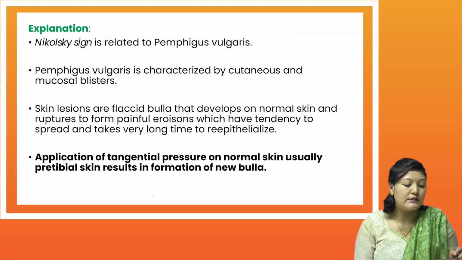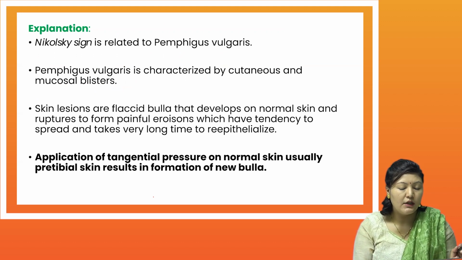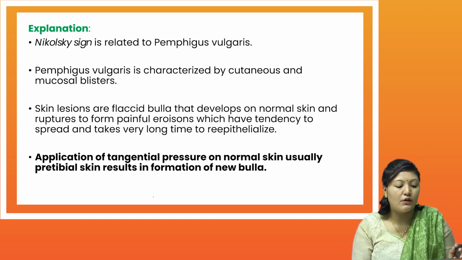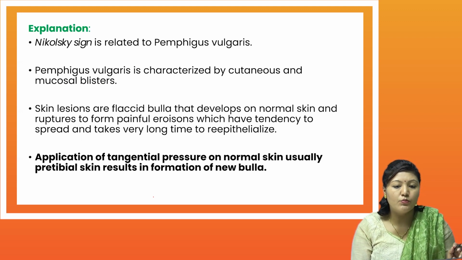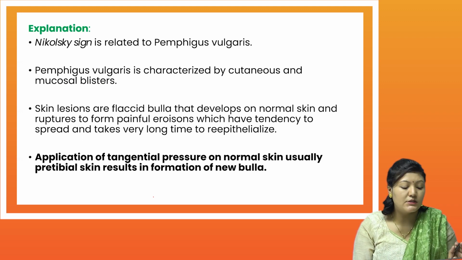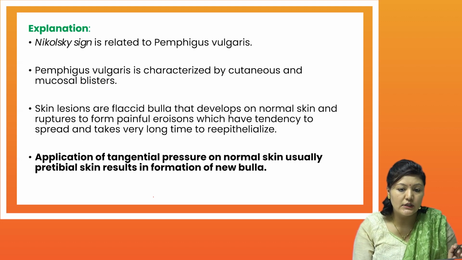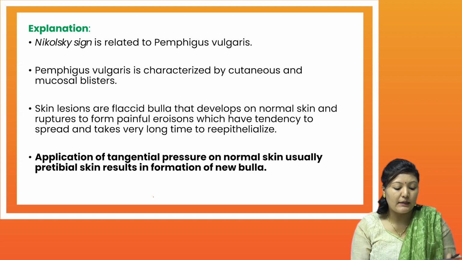Now first coming to Nikolsky sign. What is Nikolsky sign? When we apply tangential pressure on normal skin, usually over a bony prominence, it results in formation of a new bulla. So tangential pressure application on normal skin will produce bulla when we apply a certain amount of pressure. So what is pemphigus? Pemphigus is characterized by cutaneous and mucosal blisters. The skin lesion is a flaccid bulla that develops on normal skin, and it ruptures in 2 to 3 days to leave painful erosion, and it has a tendency to spread and takes a very long time to re-epithelialize.